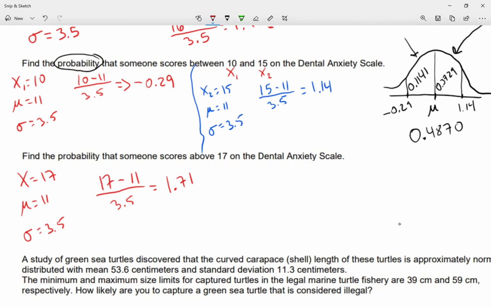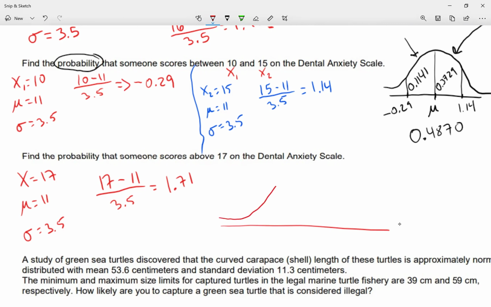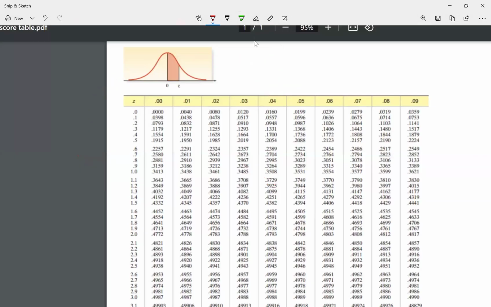So what I'm interested in, here's my mu, and I'm really looking for 1.71. Let me look at my chart. Let me look at my table. I'm looking for my z-score to be 1.71. So let me go here. Let me clear this out. Again, the z-score I'm working with is 1.71.